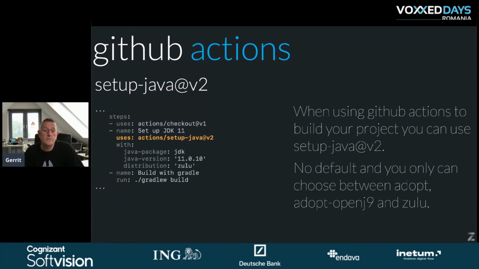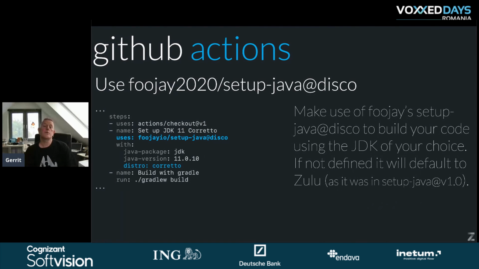But let's say you would like to run your GitHub Action against SAP Machine builds or something else. Then you have to write your own stuff, and there's nothing available yet. Therefore, we created the setup Java at Disco. It's in the Disco branch of the setup Java at foojay.io. With this one, you can use whatever distribution we have available with the version numbers and so on. So you can use GitHub Actions with your distribution of choice and your version to run your CI builds or whatever.